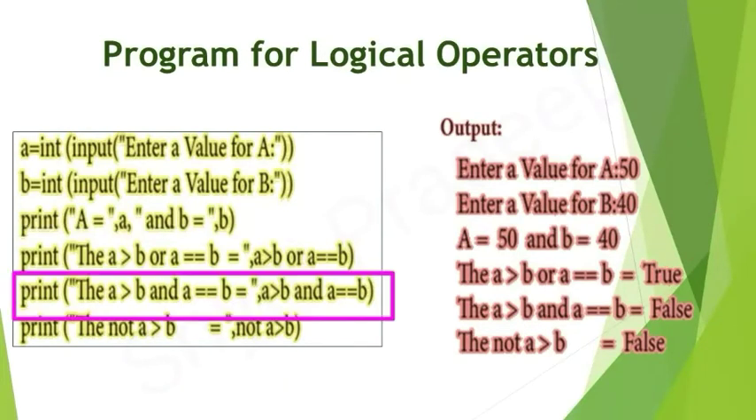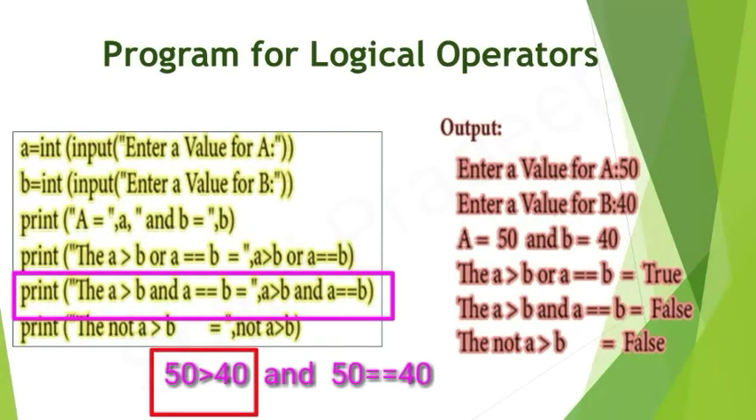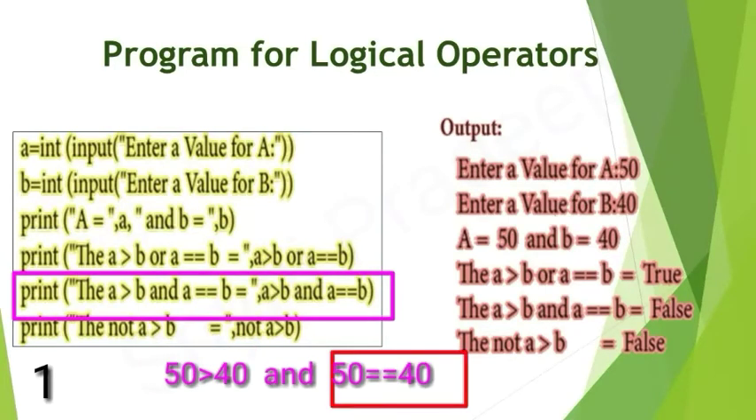And next, print A is greater than B and A is equal to B. Okay. Here compare these two values. 50 is greater than 40 and 50 is equal to 40. Okay. See here. 50 is greater than 40. This is true or false? True. Okay. So 1. And 50 is equal to 40. Not true. Okay. So this is 0.